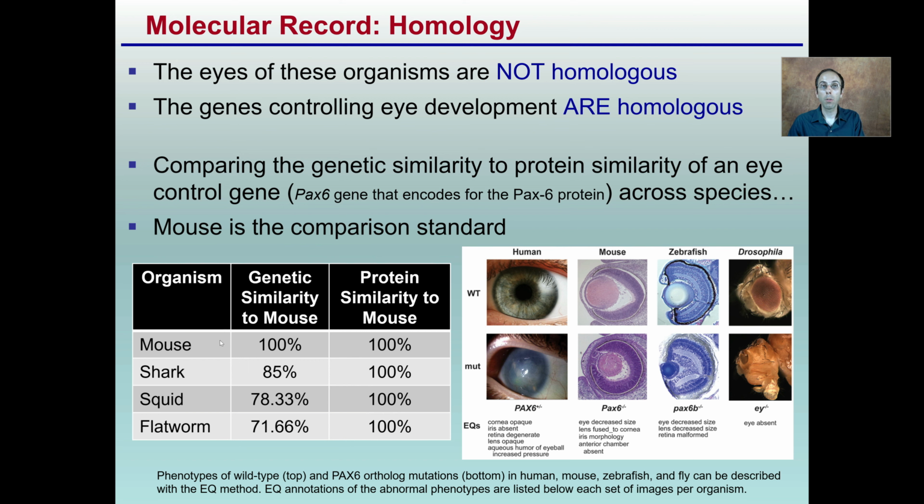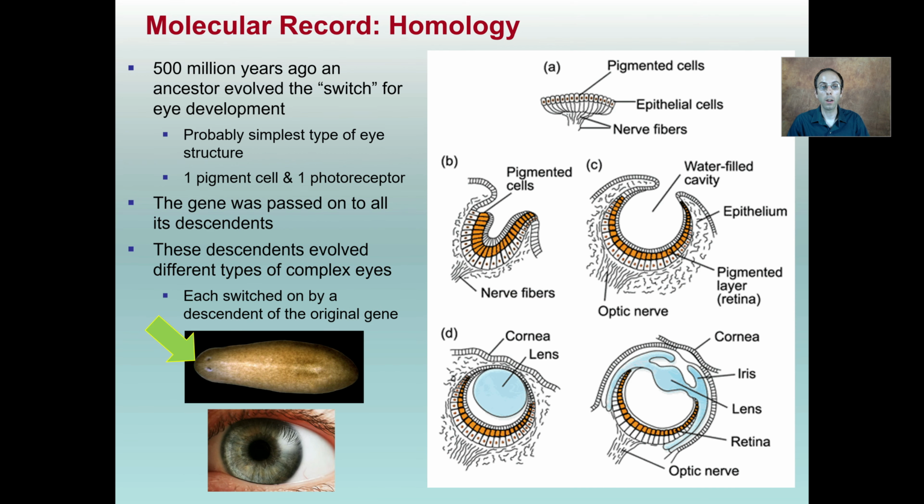So this indicates, remember, there are multiple ways you can make the same protein, get to the same amino acid, with different genetic code, different RNA, essentially. Within this molecular record, looking at 500 million years ago, an ancestor involved a switch for eye development. So probably a simple type of eye, one pigment cell, one photoreceptor. This gene was passed on to his descendants, and these descendants involved more complex eyes.